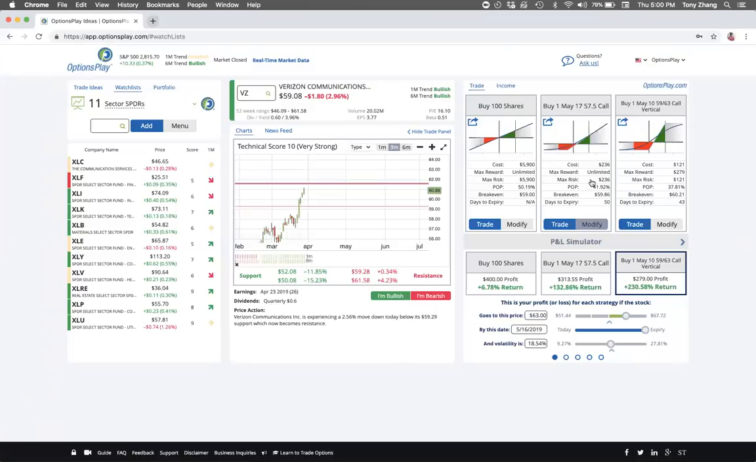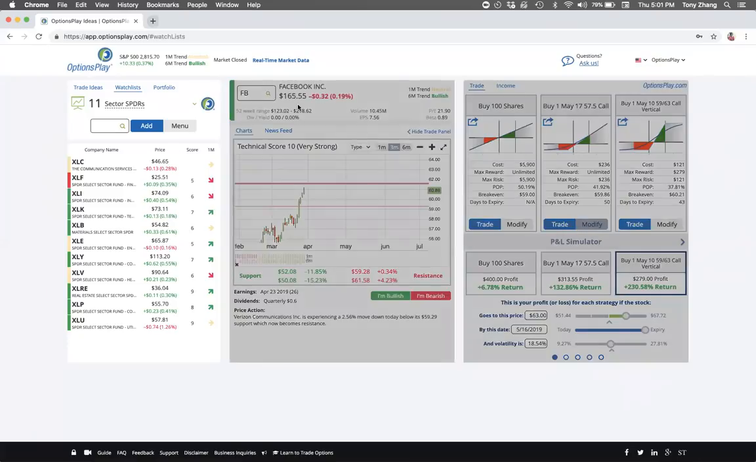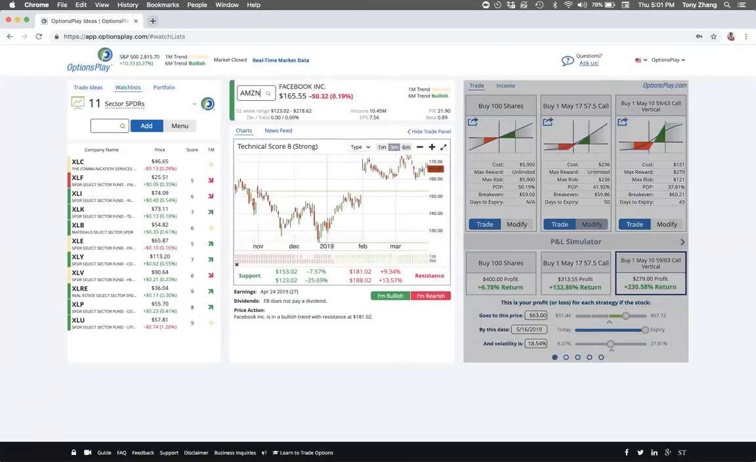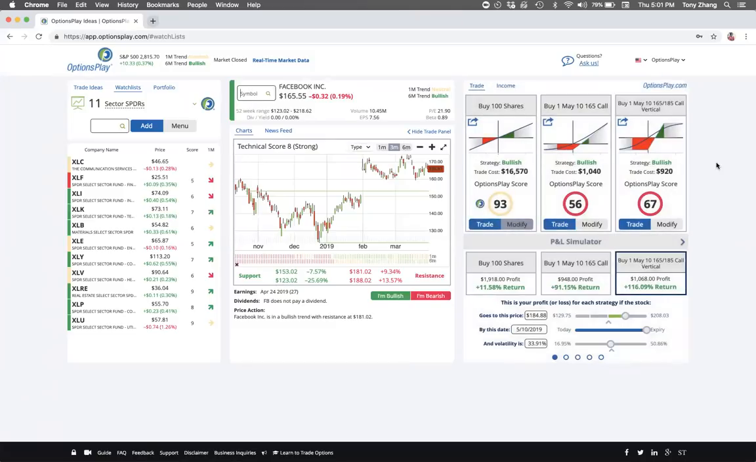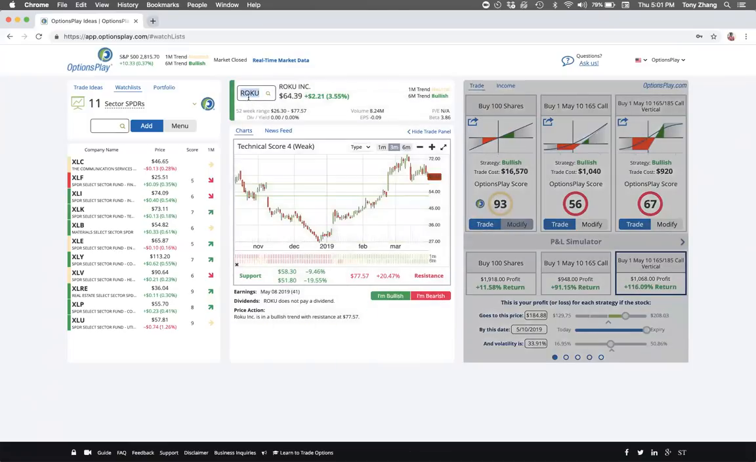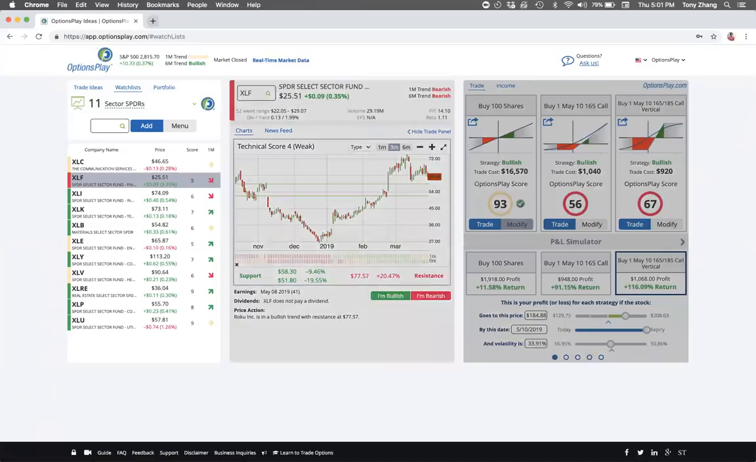So that's how you can utilize this tool very, very quickly to set up any call or put. And maybe I'll look at one bearish one if I have time. Let me see if I can find a more bearish one. Facebook, Amazon, Boeing, these are all fairly bullish ones. Let me see if I can find a bearish one. Roku, still fairly bullish. Maybe XLF.